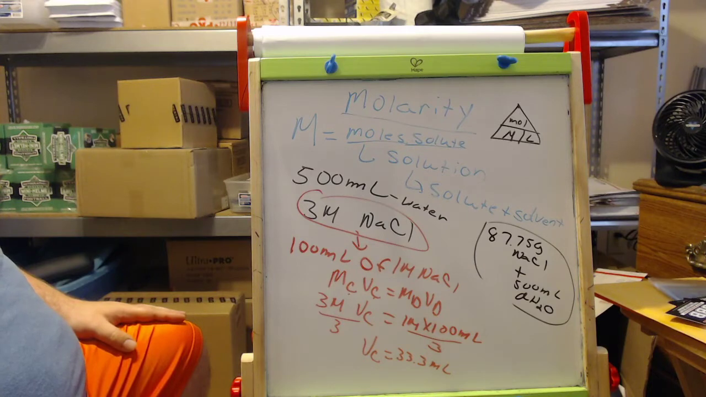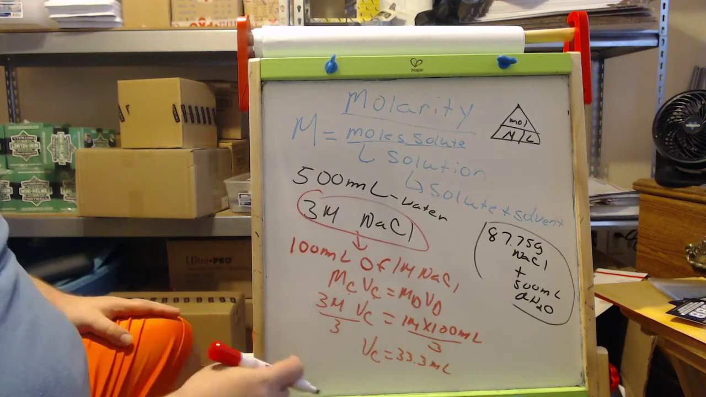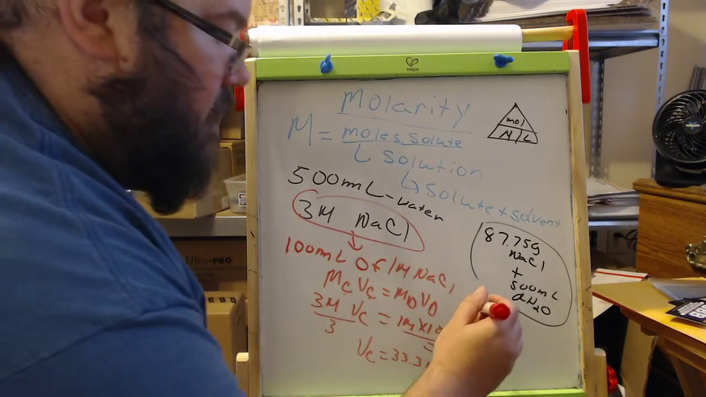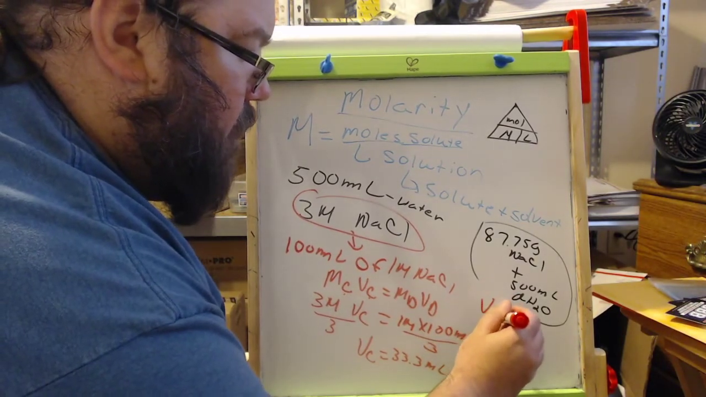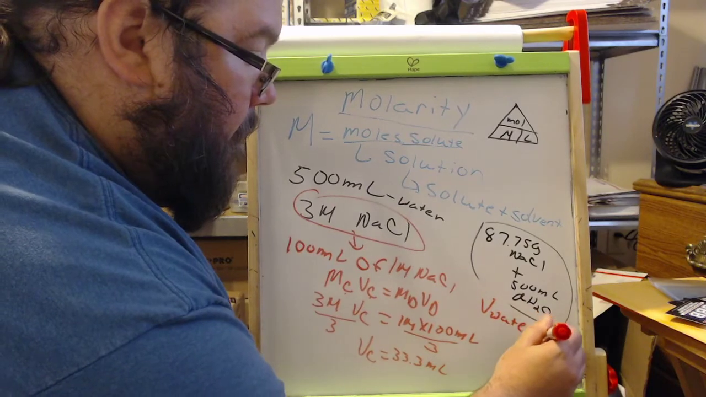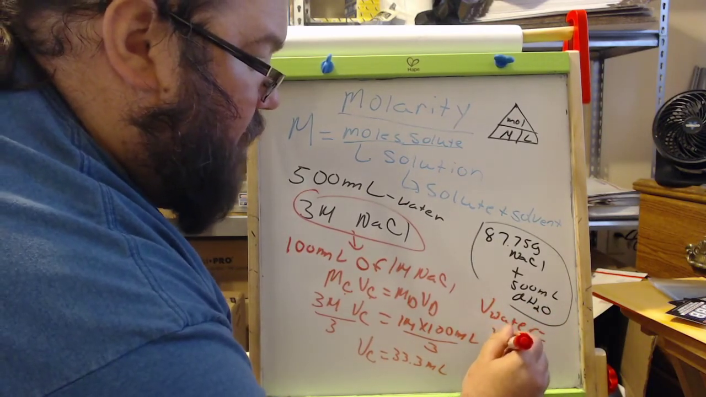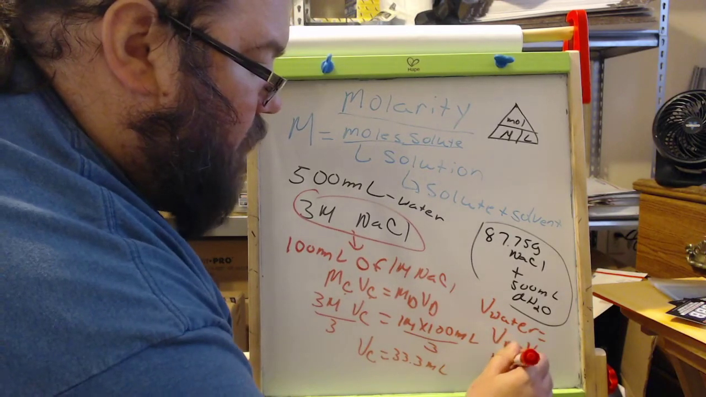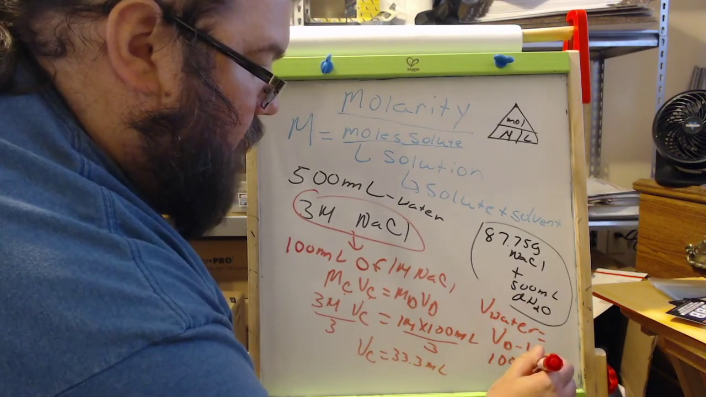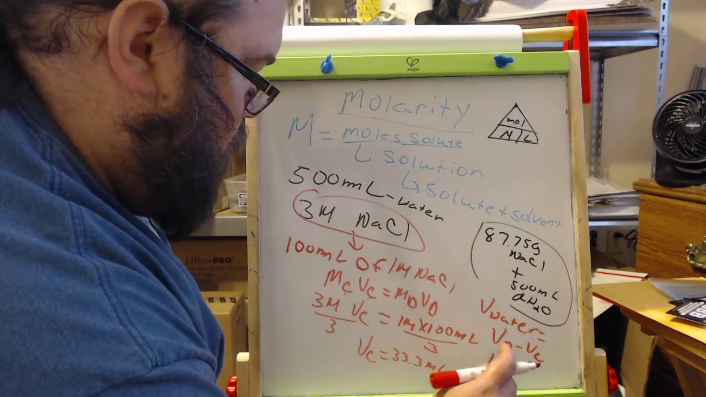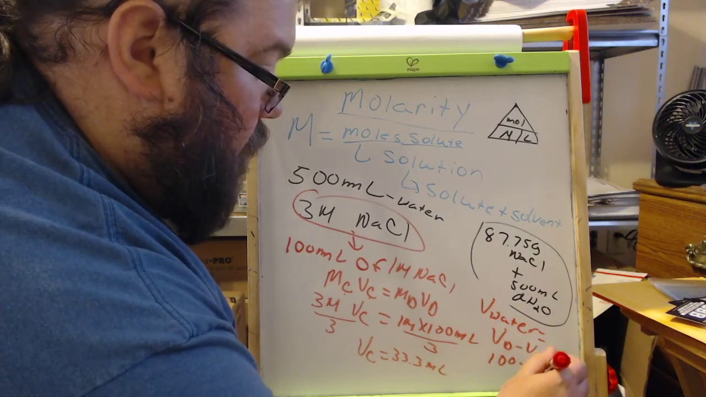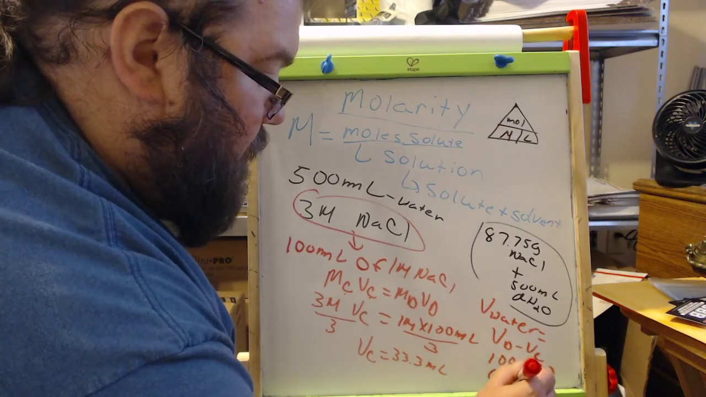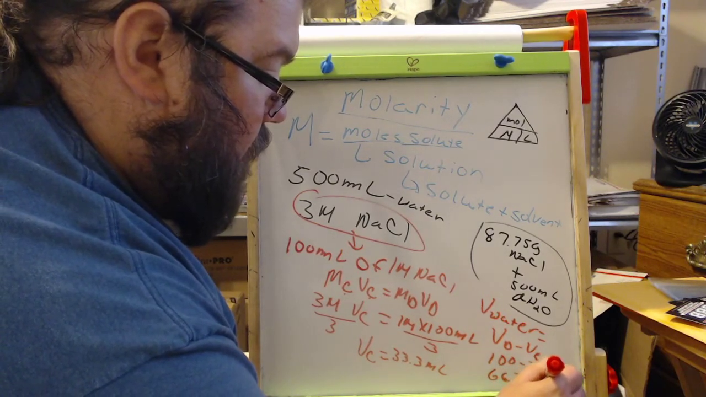Okay, but I need 100 mils total. The other mils come from water. So what you do is, to find your volume of water, you take the volume of the diluted minus the volume of the concentrated. So 100 minus 33.3, and you need 66.7 mils of water.